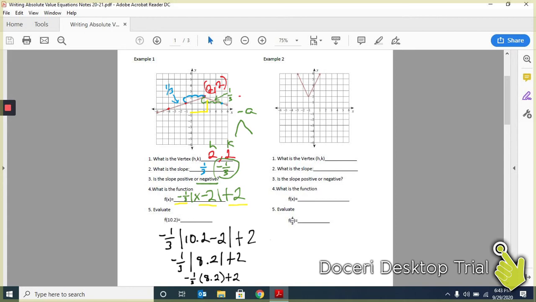So if I do negative 1/3 times 8.2 plus 2, then I get a negative 7.33. So a negative 0.73, repeating, or a negative 11/15.